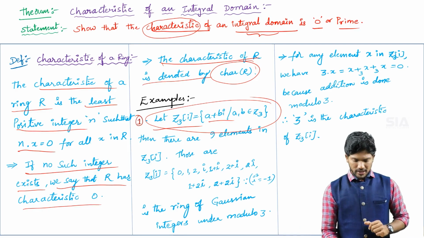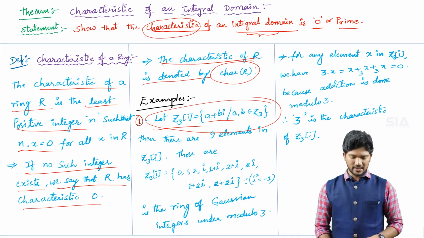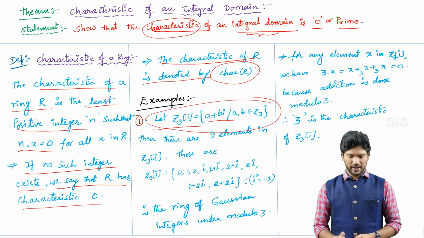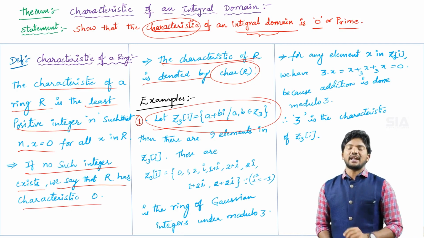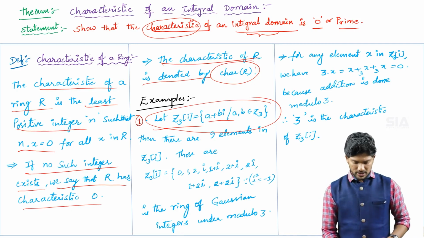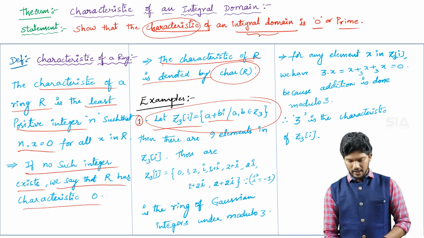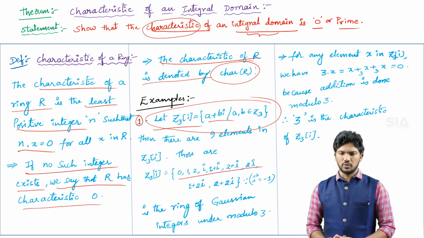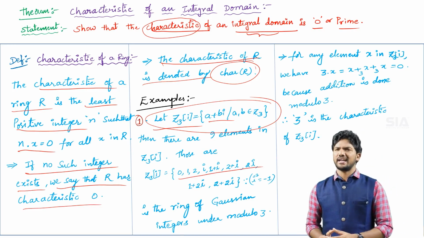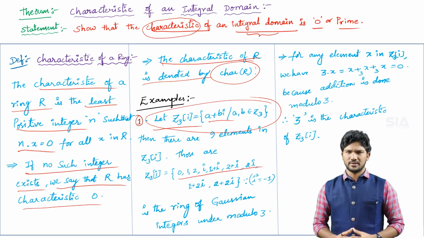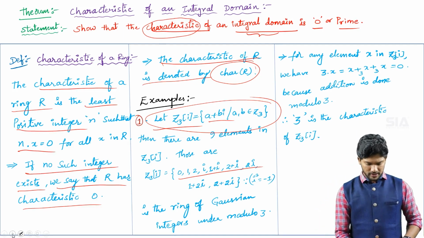So now I am taking one Gaussian ring, that is Z suffix 3 of i. In it there are 9 elements. What are those? You can see here: 0, 1, 2, i, 1 plus i, 2 plus i, 2i, 1 plus 2i, and 2 plus 2i. These are the 9 elements. How can you get these numbers? How can you write these numbers? Here you can observe.